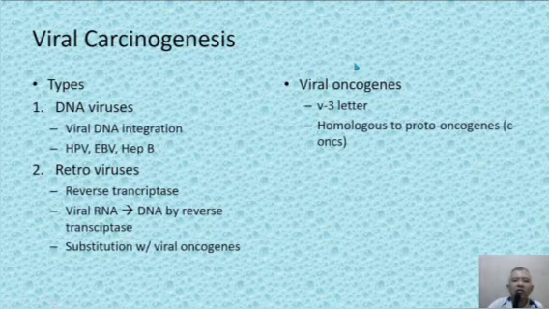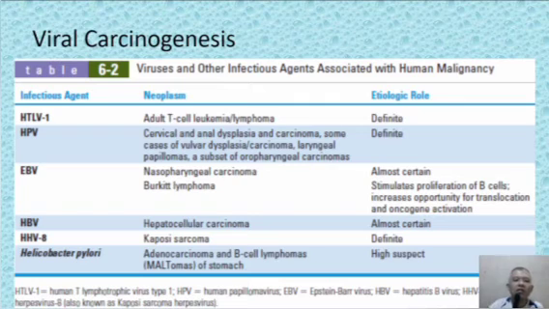So viral oncogenes from these viruses are denoted by a three-letter code starting with a V. So these are oncogenes that are derived from the viruses.